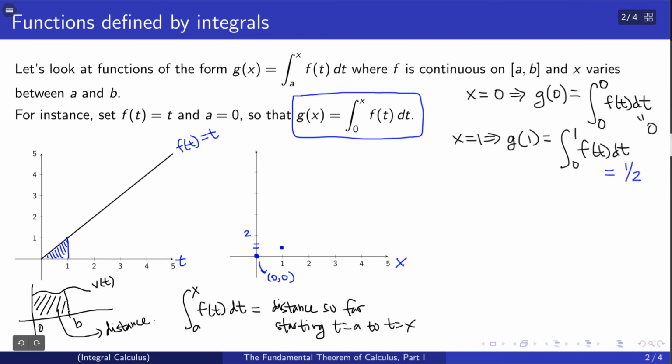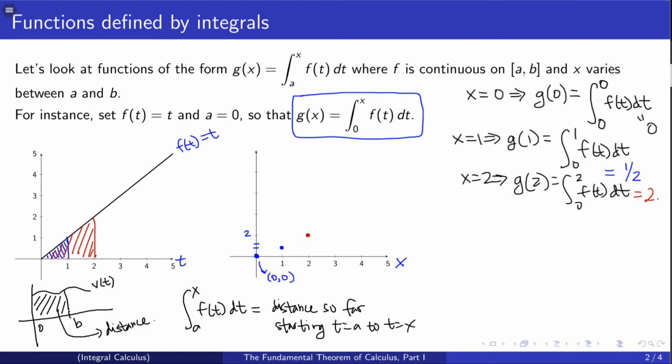And we can keep doing this. I'll do it one more time. Let's do it for 2. g of 2 is the integral from 0 to 2 of f of t dt. And it's this area here of this triangle from 0 to 2, which is 2 times 2 divided by 2, or exactly 2. That's a lot of 2's. But now we get this point on the graph. And well, you can kind of see a pattern here.